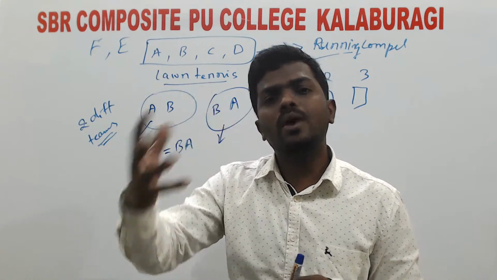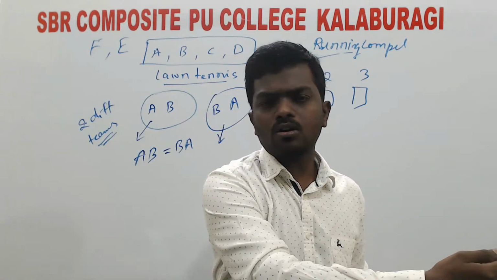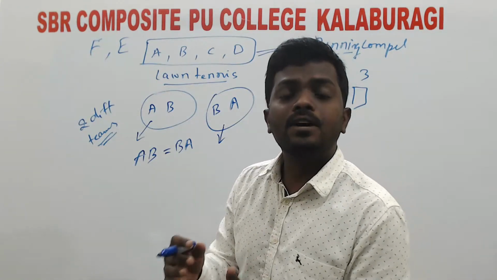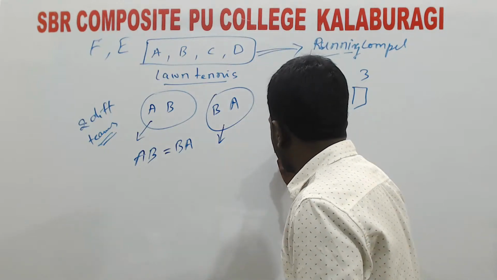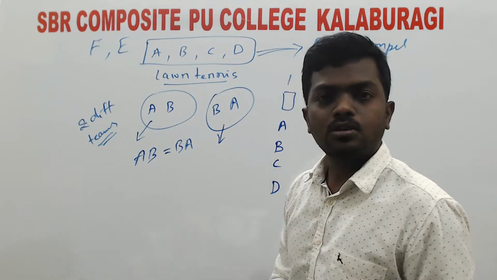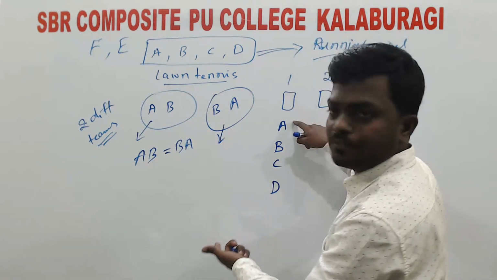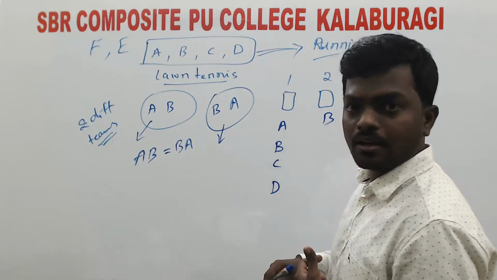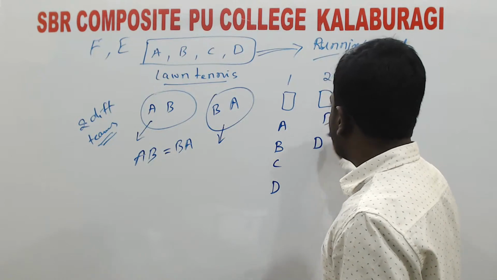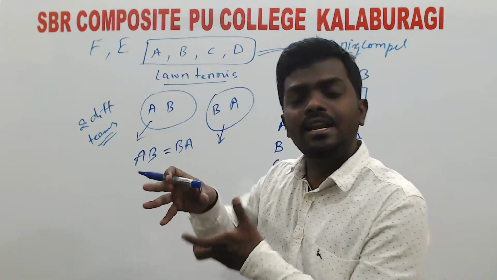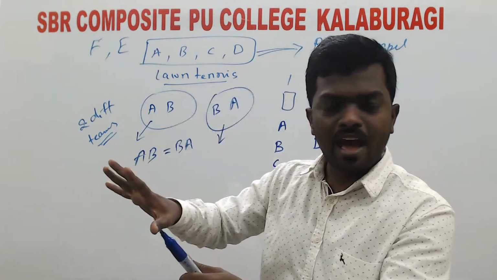So when they are running, how will you decide who has come first, who has reached the finish line first? So now look here. Here A can be the first winner, B can be the first winner, C can be the first winner, D can be the first winner, right? If A is the first winner, B may be second and C may be third rank, or D may be second rank and A may be third rank, right? So here some order is there.